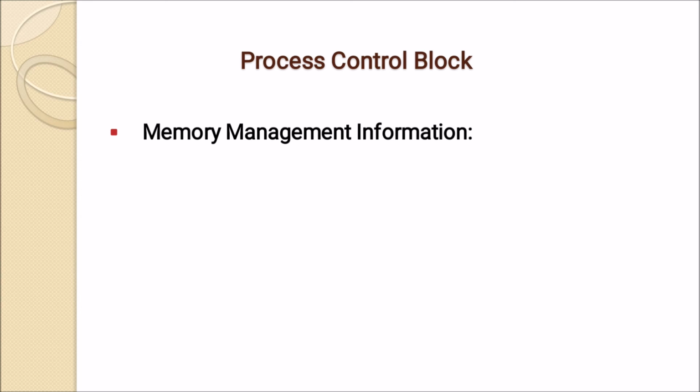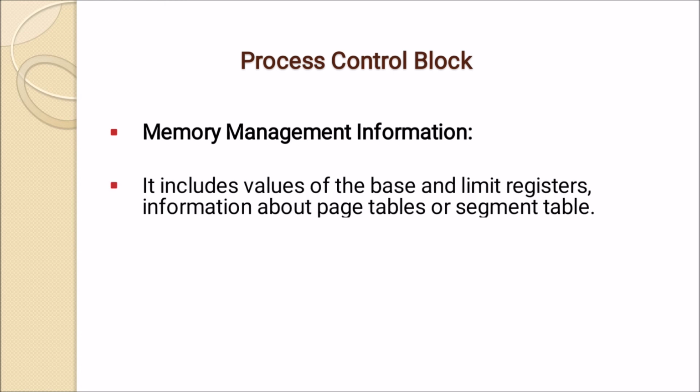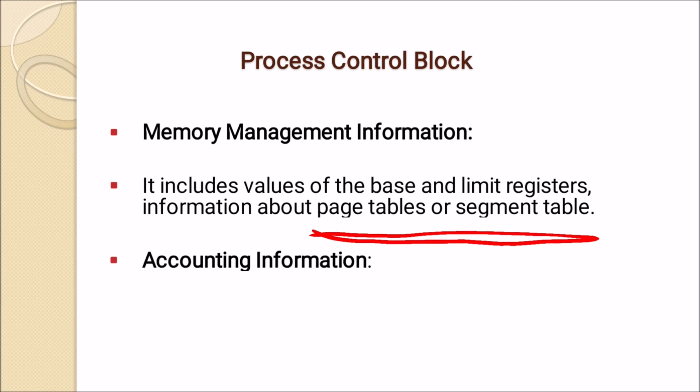The next one is memory management information. It includes the values of the base and limit registers, and information about the page table or segment table. These are actually very big concepts. What is a page table, a segment table? For now, just understand that for memory management there is a requirement of some tables, either a page table or a segment table. So the values of the base and limit registers are stored in this information.